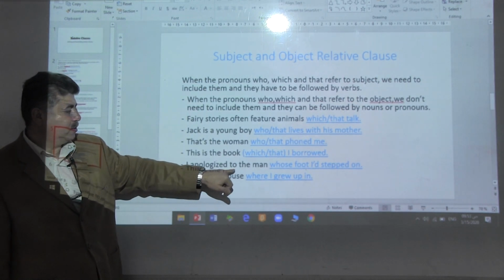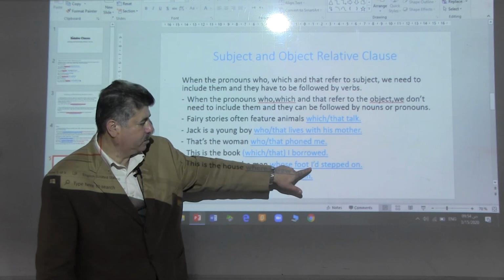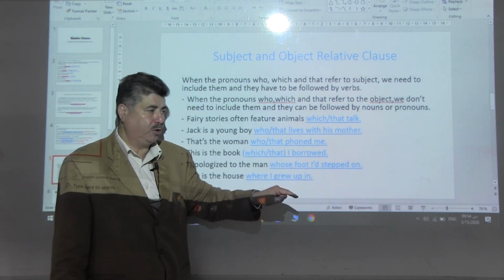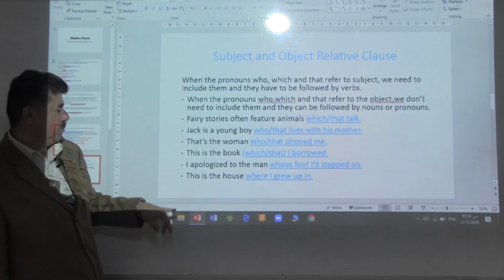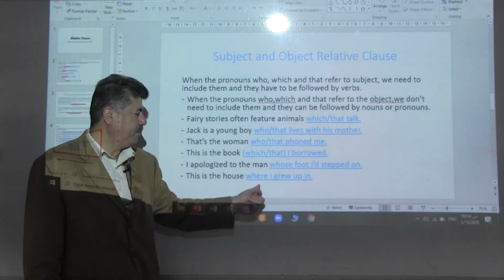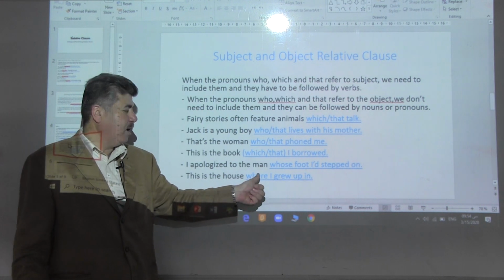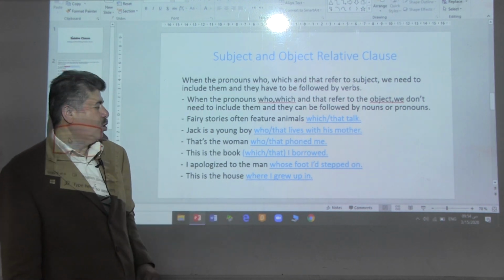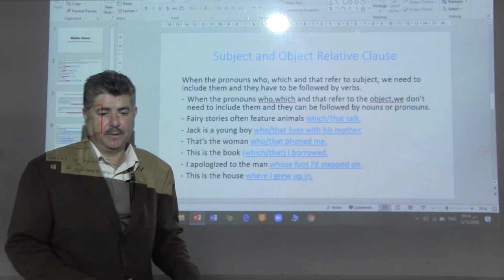I apologized to the man whose foot I had stepped on. Notice this is the relative clause. It's followed by a pronoun also, so I can take it out. This is the house where I grew up. So this relative pronoun is followed by a pronoun or by a noun, I'm talking about an object, we can take it out. This is the house I grew up in.